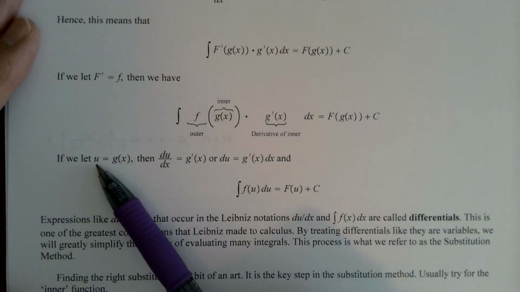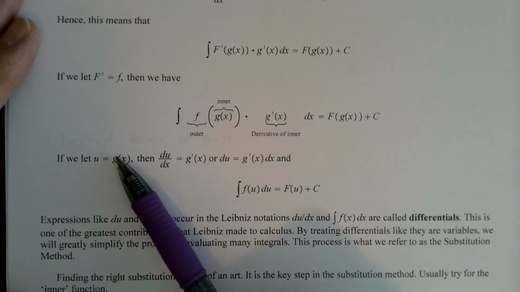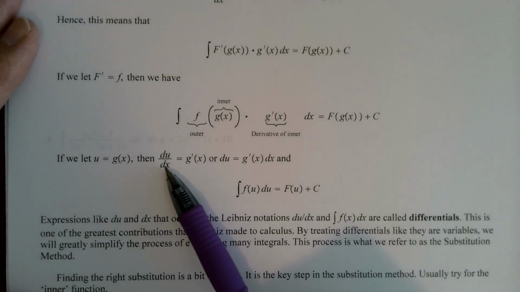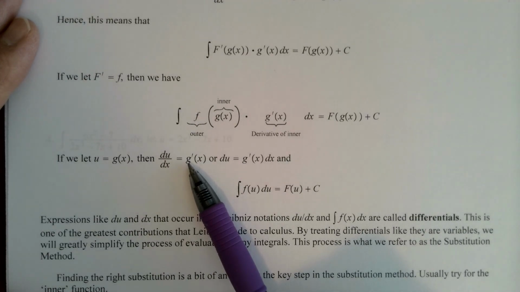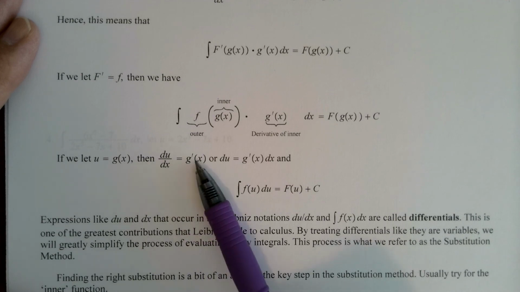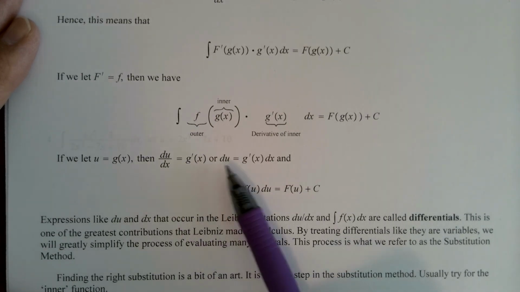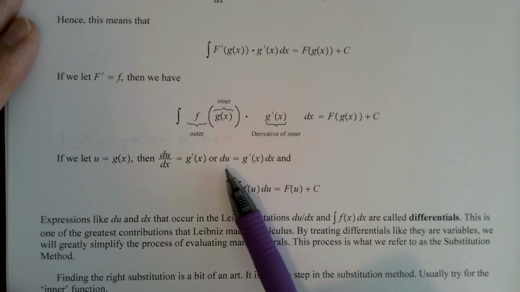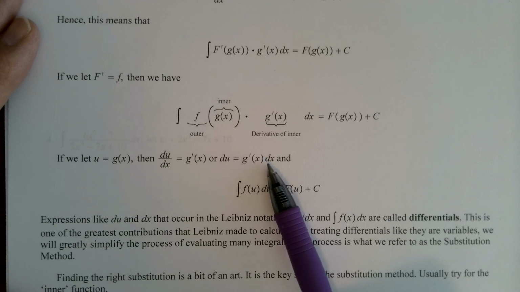Typically, the way this is expressed is a little bit cleaner. If I let u, the variable u, represent the output to the function g of x, so u is g of x, then with the Leibniz notation, du dx, the derivative of u with respect to x, is just g prime of x. Or in terms of a differential, if I multiply both sides by dx, du is equal to g prime x dx. And this is Leibniz notation, very helpful to understand the du and the dx.